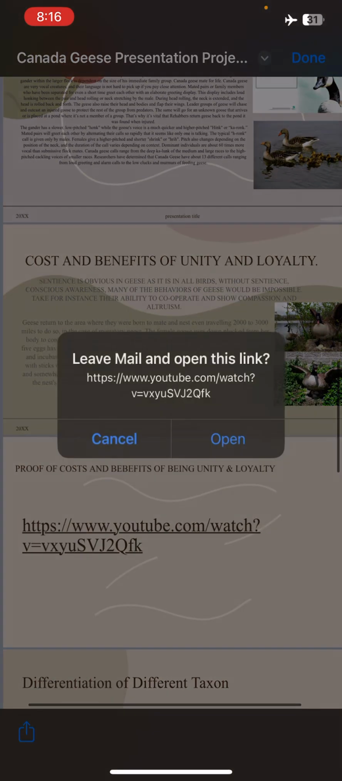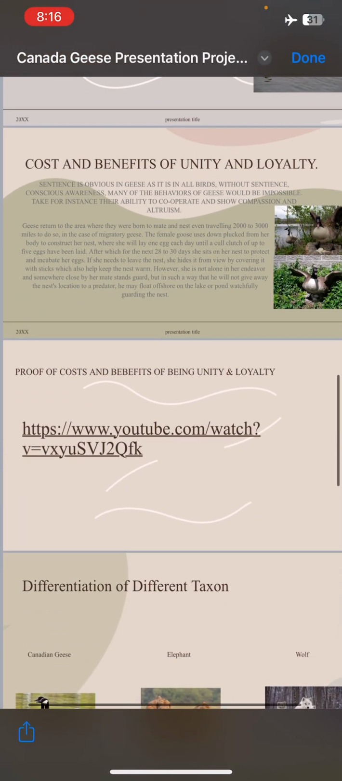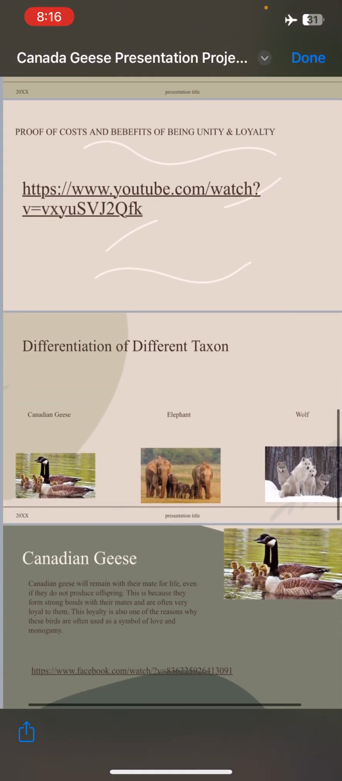So here's the link. I put it up there so we can watch it, how their unity and loyalty to each other, and how they attack another species when they get threatened, or in this situation.